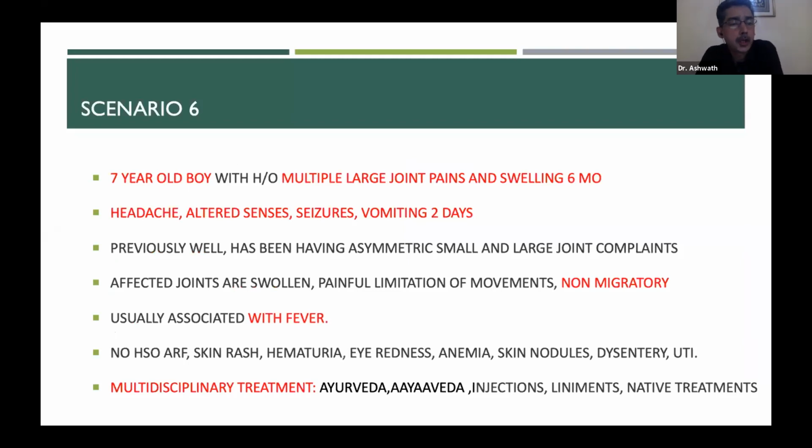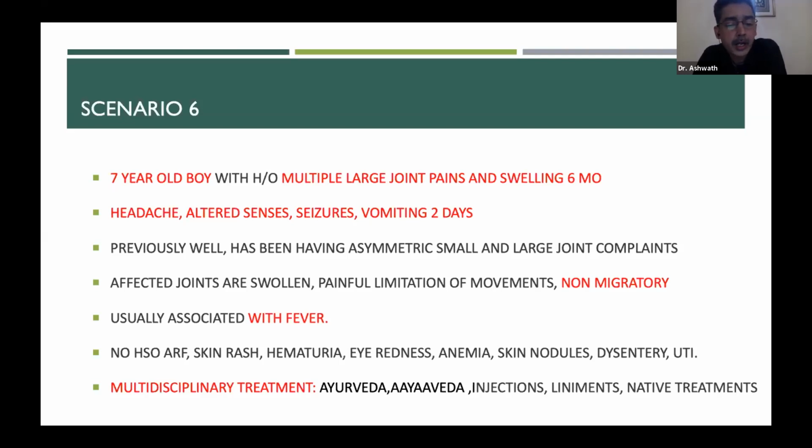Coming to my last case scenario, this is a 7-year-old boy who came with multiple joint pains and swelling of 6 months duration and an acute history of fever, low grade, with headache, altered sensorium, seizures and vomiting of 2 days. Prior to 6 months, he has been absolutely normal when he started having non-migratory small joint and large joint arthritis with painful limitation of movements, redness and swelling, which was often associated with fever. There was no history suggestive of rheumatic fever, skin rash, hematuria, eye redness, anemia or skin nodules or dysentery, no past history of urinary infection or weight loss.